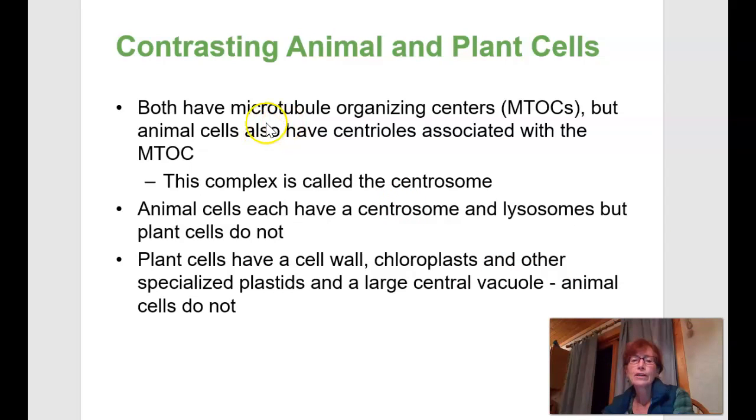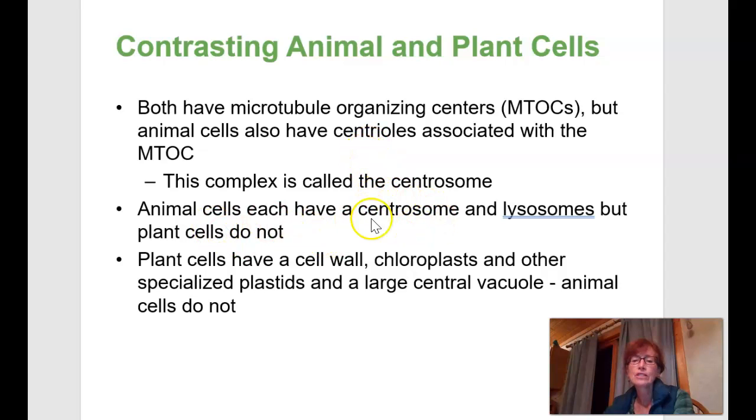There are some differences between animal and plant cells, and this slide is really talking about what some of those are. One difference is that animal cells have something called MTOCs, which is a microtubule organizing center. While both animal and plant cells have that, animal cells also have something called centrioles. So you'll see these again. Again, this is just an introduction, a lot of new terms. You'll get more familiar with them as we talk about them.